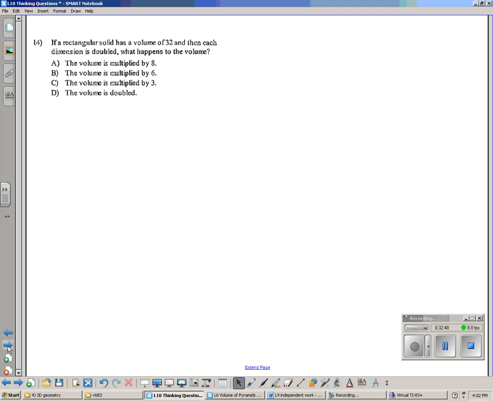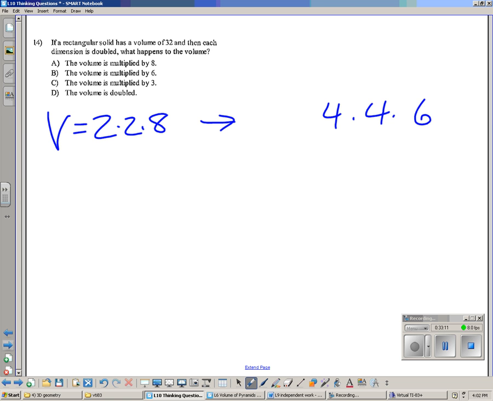14. If a rectangular solid has a volume of 32 and each dimension is doubled, what happens to the volume? Well, we have to make up numbers that multiply to 32 here for a second. So let's see. I need 3 numbers to multiply to 32. I'll do 2 times 2 times 8. That would give us a volume of 32. Now we want each dimension to double. So the 2 becomes a 4, the 2 becomes a 4, and the 8 becomes a 16.